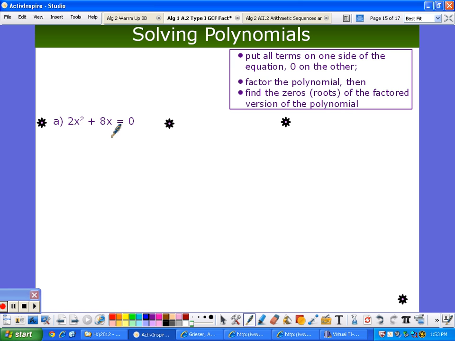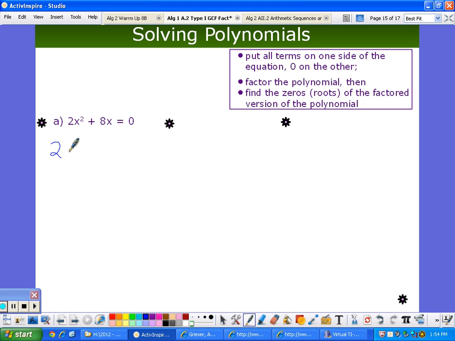So my rules are over here. First you have to make sure all the terms are on one side and zeros on the other. Let's go back here. Are all the terms on one side and 0 on the other? Okay, we're good. I've done that. Then it says factor the polynomial. We're going to factor this. So far we only know one method of factoring, which is greatest common factor. What's the greatest common factor of this polynomial?